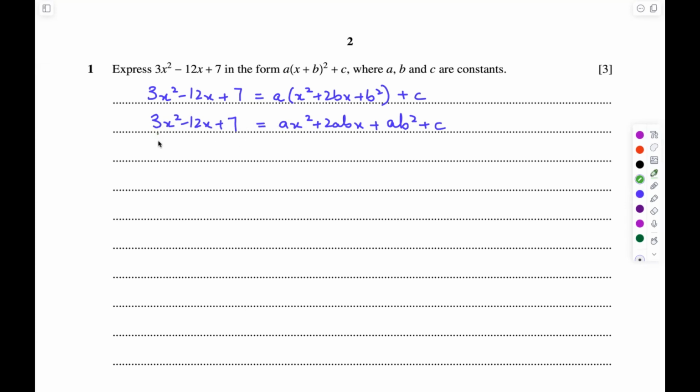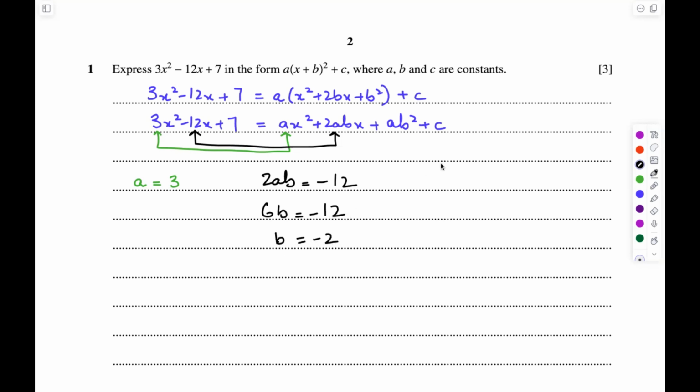So on the left hand side, the x squared coefficient is 3, and on the right hand side it is a. So we can write that a will be equal to 3. Comparing the coefficients of x on the left and the right hand side, it is 2ab on the right hand side and minus 12 on the left hand side. So that will become 2ab is equal to minus 12. Now as a is 3, this will become 6b equals minus 12, and b will be equal to minus 2.